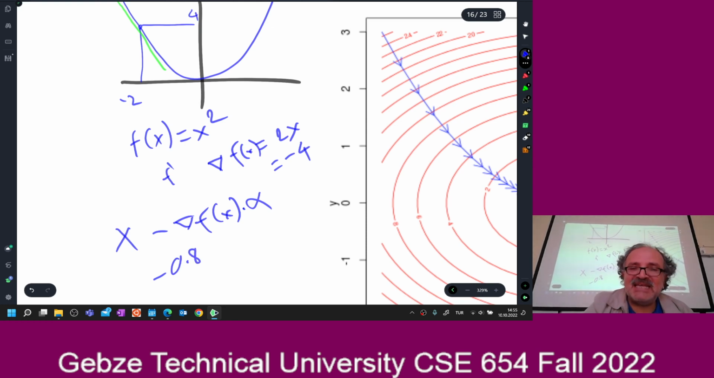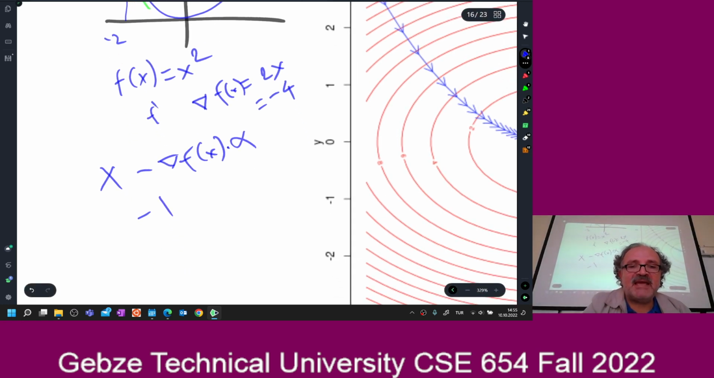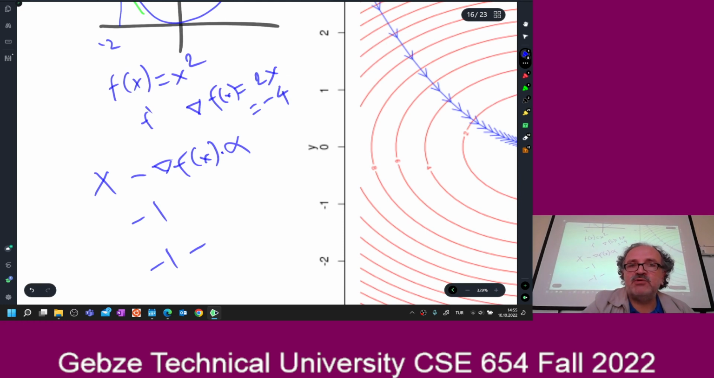-0.8. Let's say it is -1, okay? If I choose this alpha in a correct way, it's -1. So it became -1. If I do the same thing again, -1 minus, if I put -1 in here, it's going to be -2 again. And I have alpha here too. -2 times alpha is, what was alpha? 0.4?